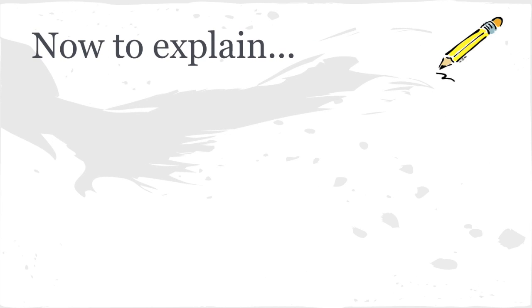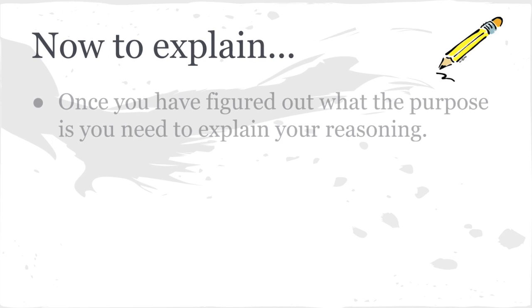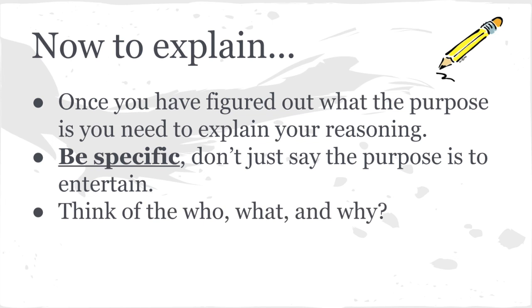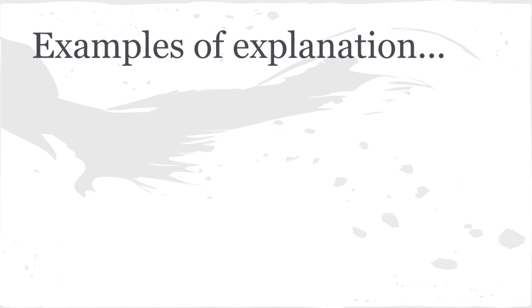All right, now, in the proficiency, you have to explain. Once you figure out the author's purpose, you have to actually explain yourself. So, one thing to think about, be specific. Don't just say, the purpose is to entertain. You need to go beyond that. So think the who, what, and the why. All right, examples of explanation.